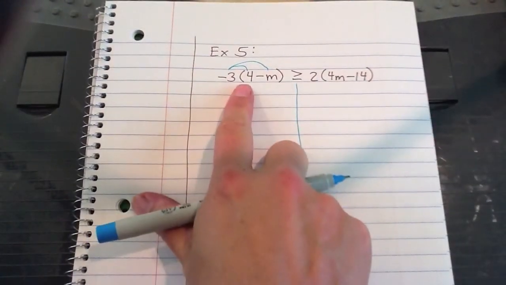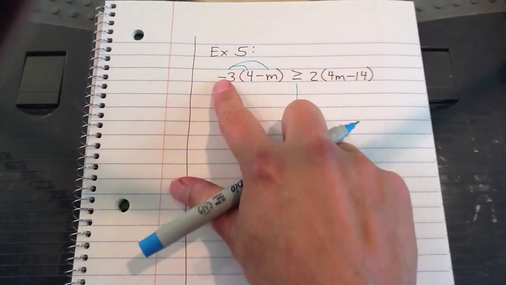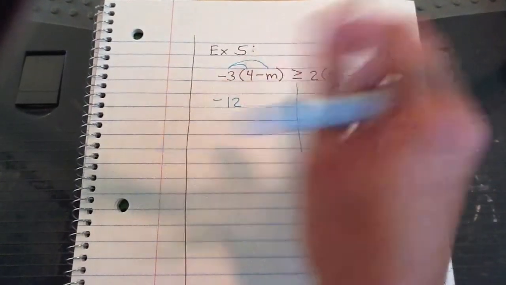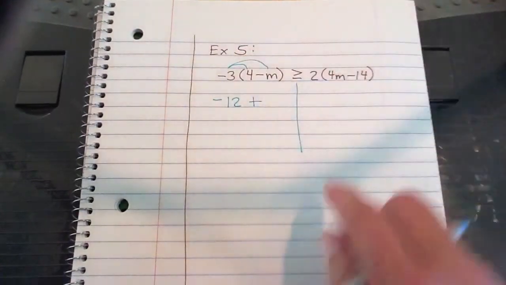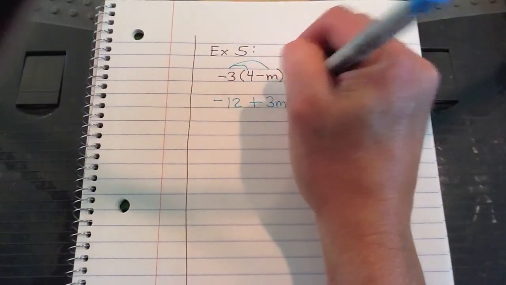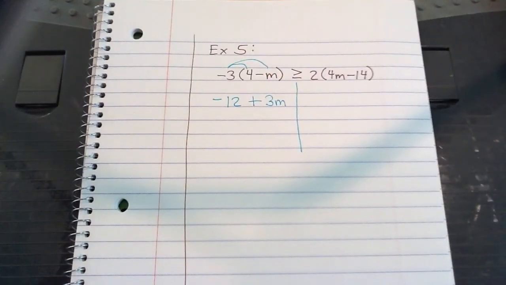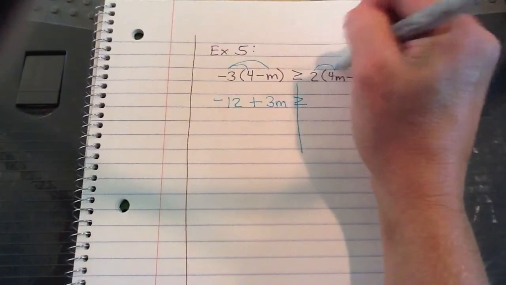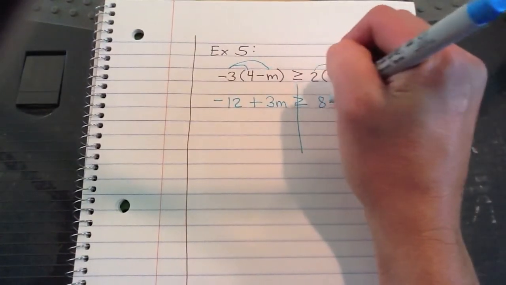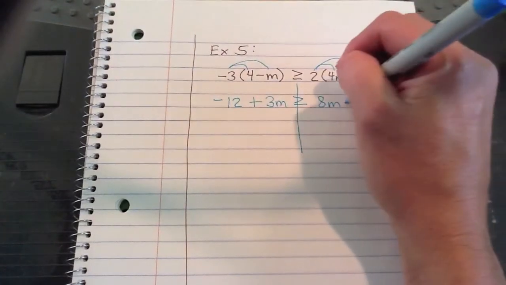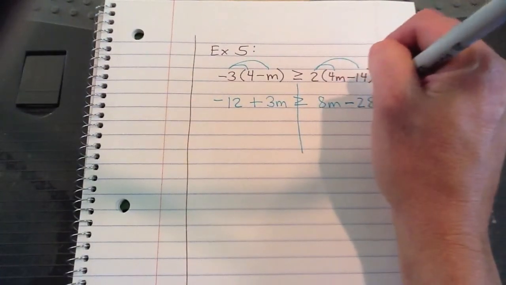So I have a negative 3 times 4, which is a negative 12. Now be careful, this is where a lot of you have been making mistakes. Negative times negative is positive. Now 3 times m is 3m. I always look at those individually so I don't lose a sign. Greater than or equal to 2 times 4m is 8m. 2 times a negative 14 is a negative 28.